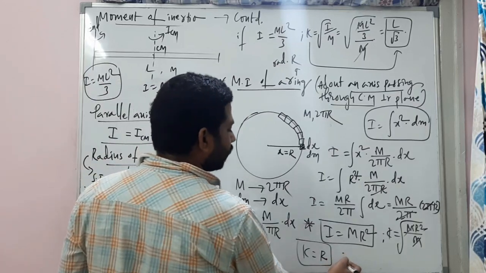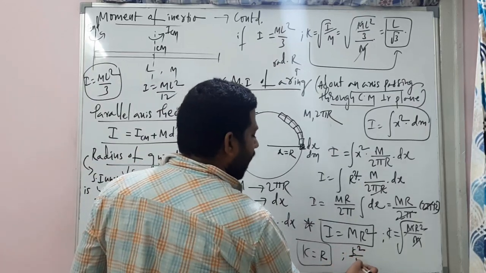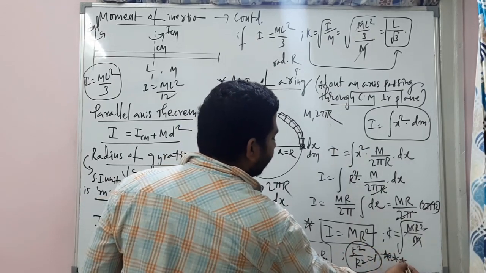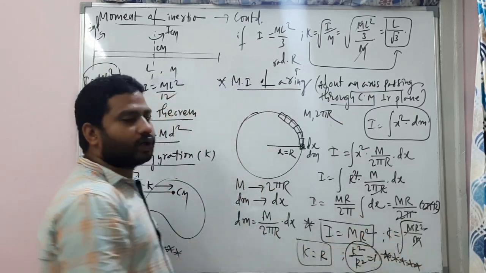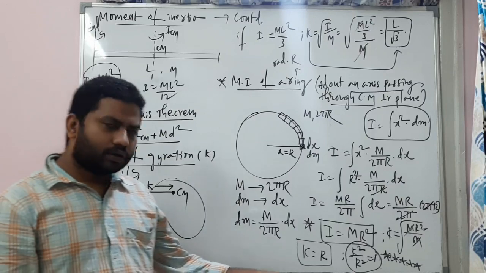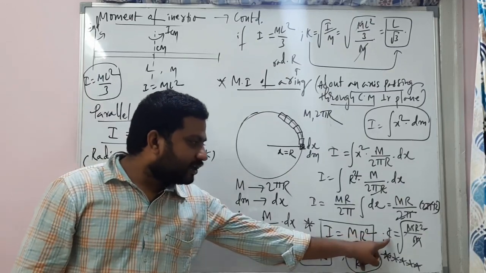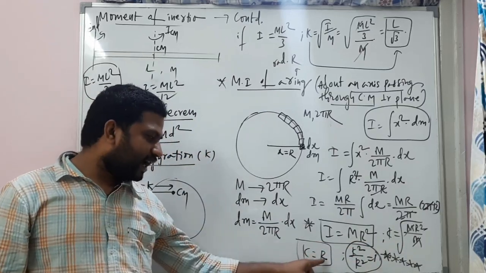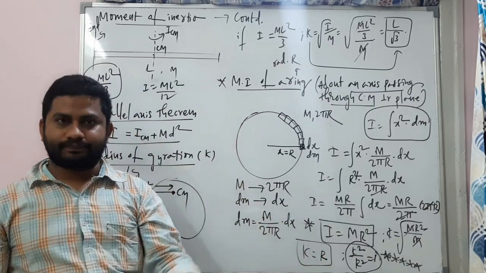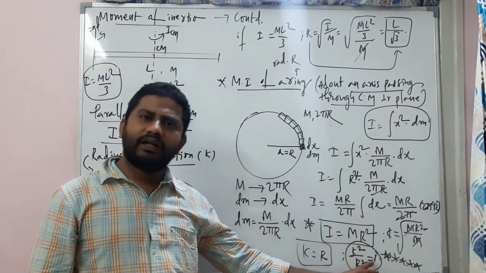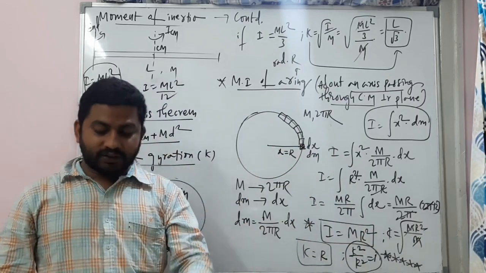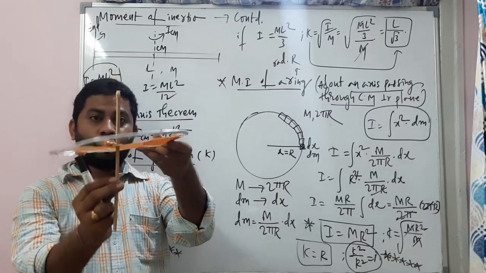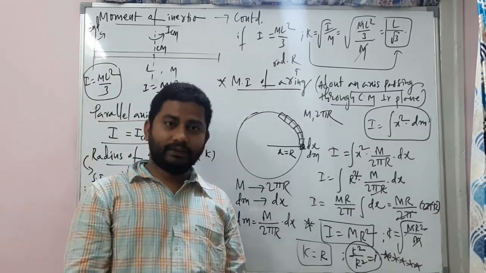So from here I can also write it as k square by r square is equal to 1. ನೆನಪಿಟ್ಟುಕೊಳ್ಳಿ. Again I am telling you, this will be useful in the further concepts. K is equal to r. From this formula, k is equal to root I by m, we have got k is equal to r. Now if you apply square on both sides, k square by r square is 1. For the ring about this axis of rotation, the k square by r square value is 1. Okay? Clear?